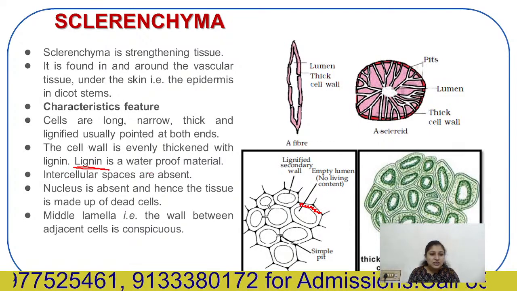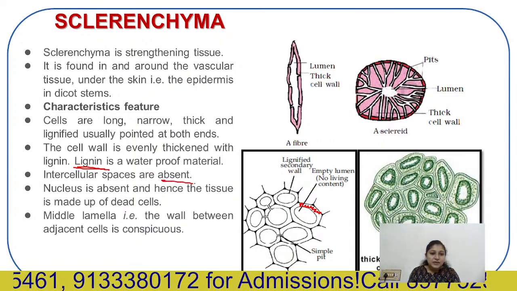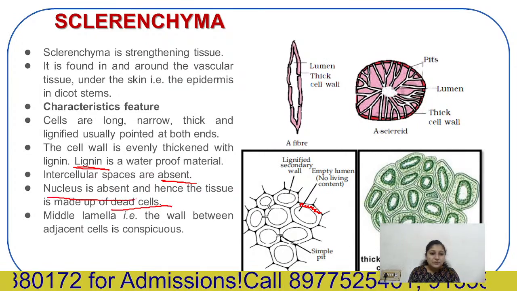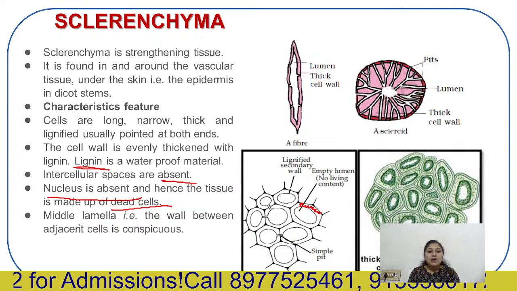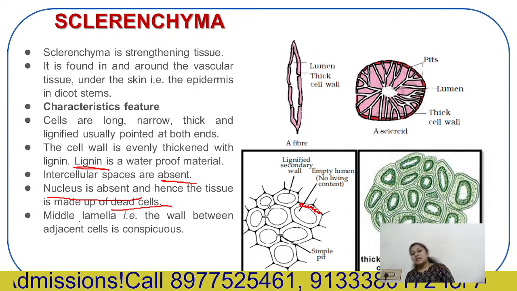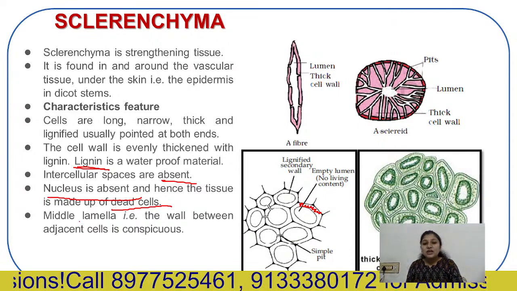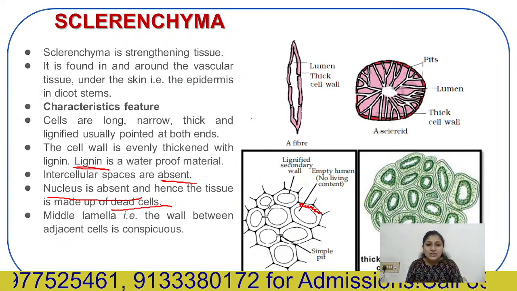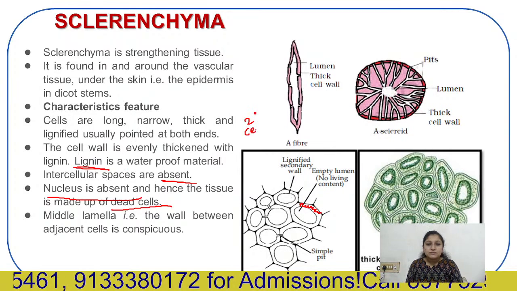Lignin deposition is there. Intercellular spaces are absent. They are dead cells. The nucleus is absent here. The middle lamella of the wall between adjacent cells is conspicuous because of the thickening of the cell wall. So this type of cell wall is also known as secondary cell wall.